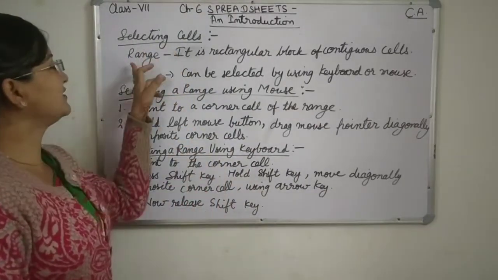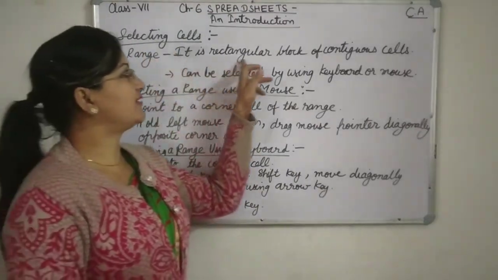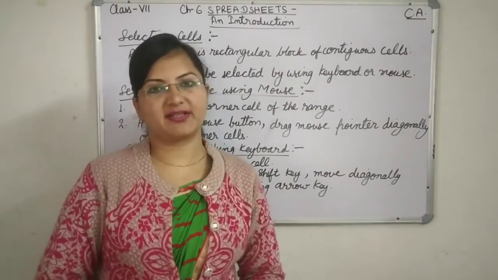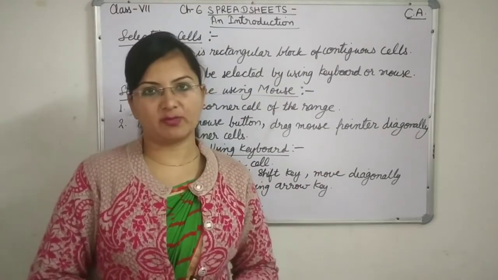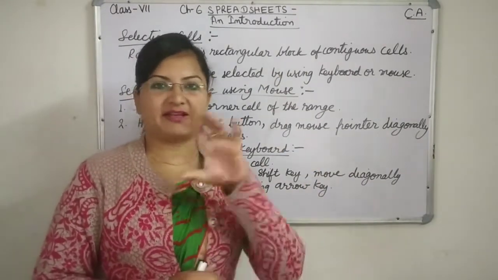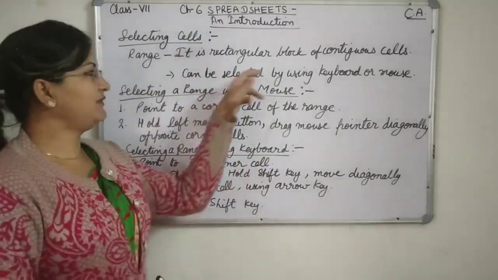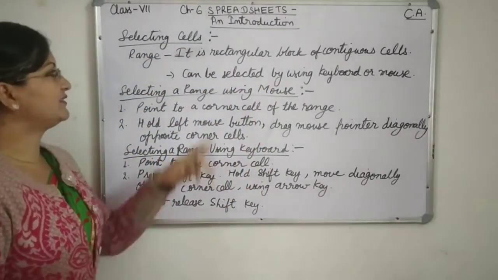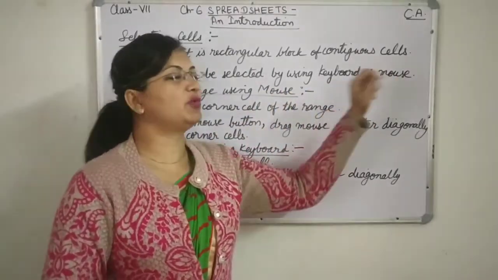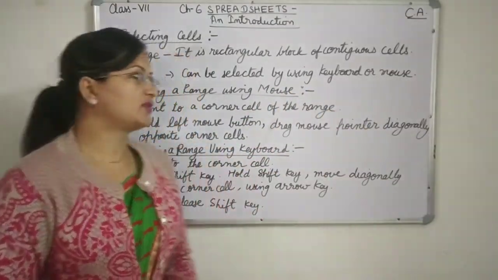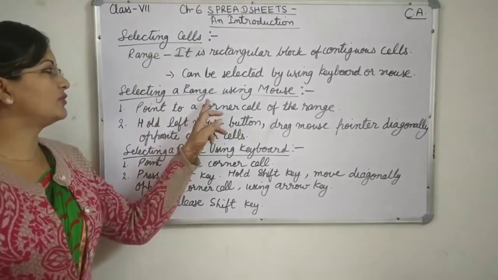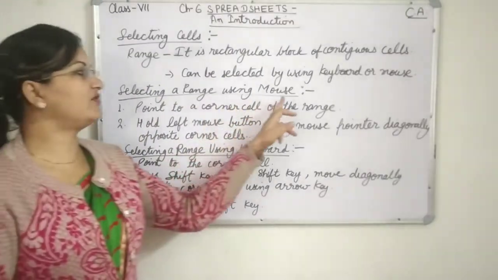Students, a range is a rectangular block of contiguous cells. I already told you it is a rectangular block, meaning a group of cells. When selected, it forms a rectangle. If we have to select contiguous cells, it can be done with the help of the keyboard or the mouse. First of all, we will learn how to select with the help of the mouse.